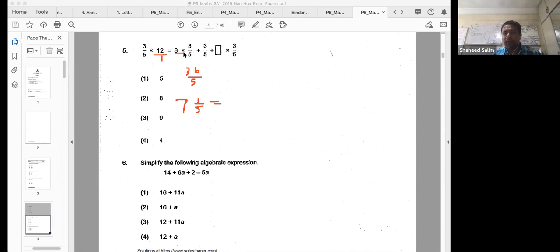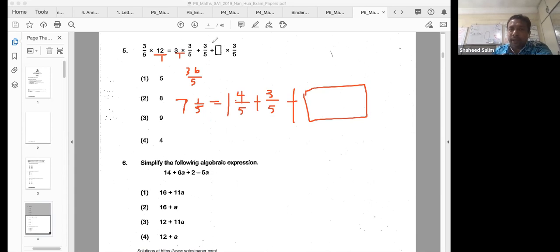Now this is equals to this. Let's say 3 over 3. This is 3 times 3, 9, 9 over 5. 9 over 5 is the same as 1 4/5. Right? 1 4/5 plus 3/5 is how much? Well, let's add together. And then you have plus one more. The last one down here, we just put something here first. This is the last one.